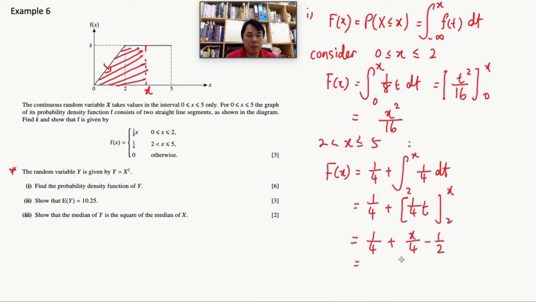So that will be x over 4 minus a quarter, or you can write it in factorized form. Now, of course, if you are interested in the domain, I just want to show this for the third domain where x is greater than 5.